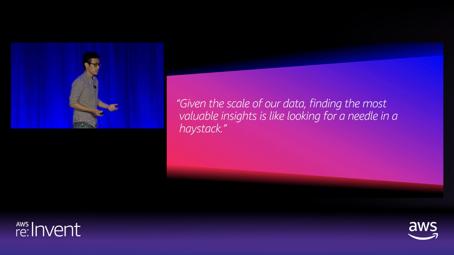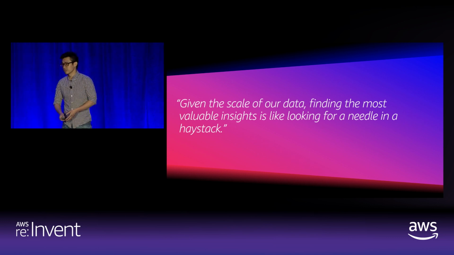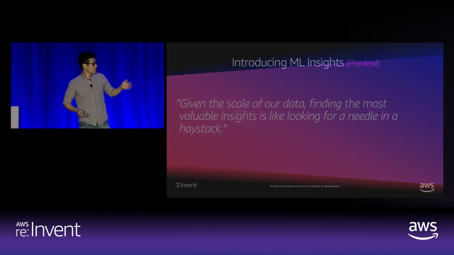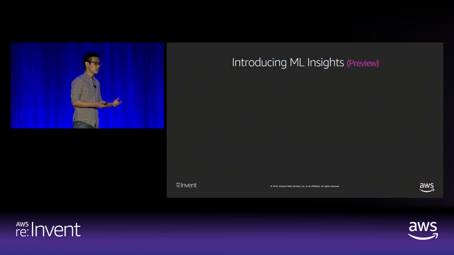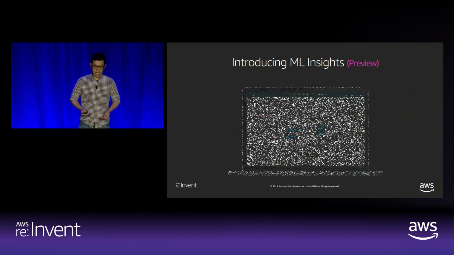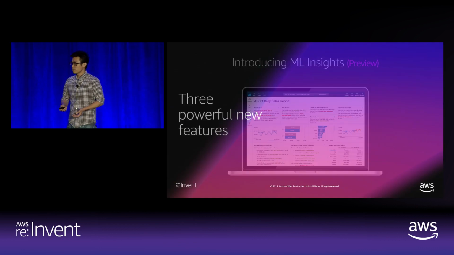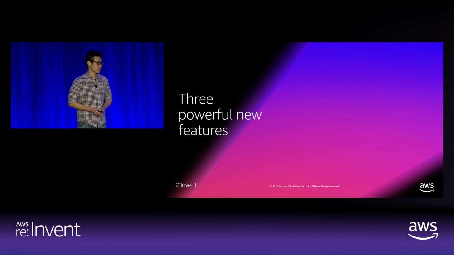Amazon, as you know, is a pioneer in using machine learning to run the business. And with AWS, we make all of those ML and AI services available for our customers to be able to use. So with ML Insights, we want to make those same capabilities available to QuickSight customers so that they can get more insights out of their data. So today I want to talk about 3 new powerful capabilities that we're announcing.